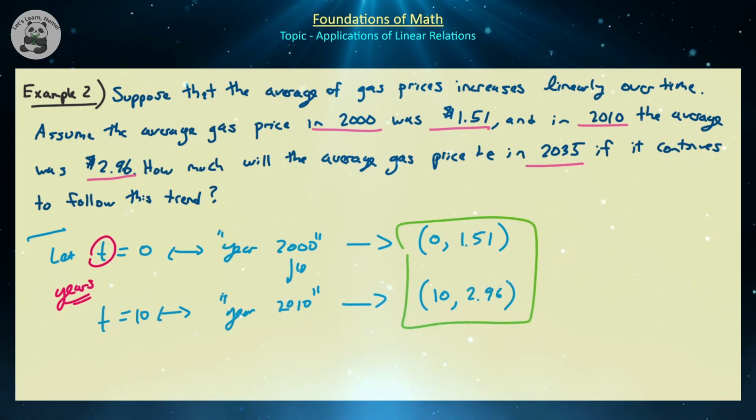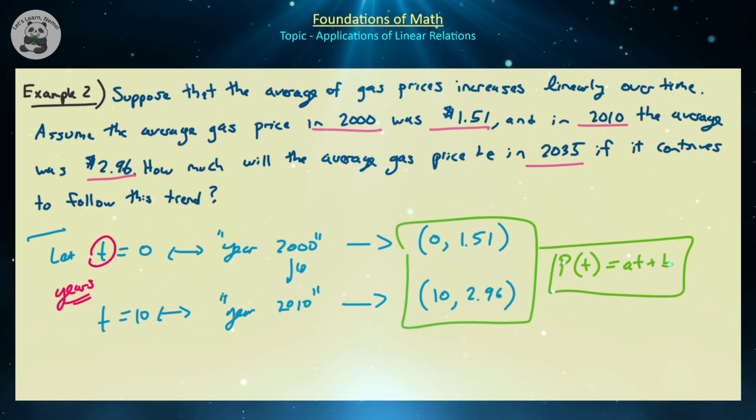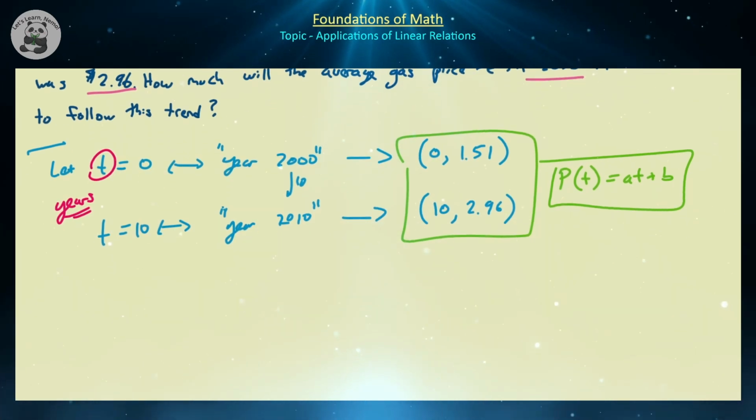So now we have 2 points, therefore we should be able to construct our price model, in particular P of t is equal to AT plus B, where A and B are some parameters for which we seek to find. So just like before, we already know that 1.51 is going to be our vertical intercept, and then we just need to figure out what our particular slope is going to be.